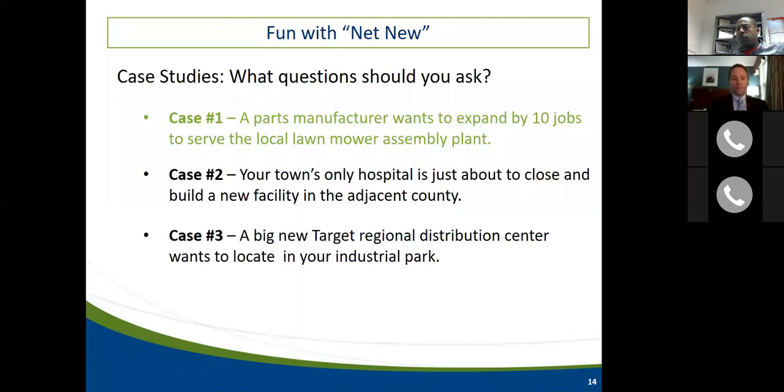All right. Case number 3, a big new Target regional distribution center wants to locate in your industrial park. Let's say it's 100 jobs, just to make it a talking point. They're going to create 100 jobs on site. That's what they've told you. What do you need to ask them to understand whether or not those are new jobs and what kind of economic activity you should anticipate?